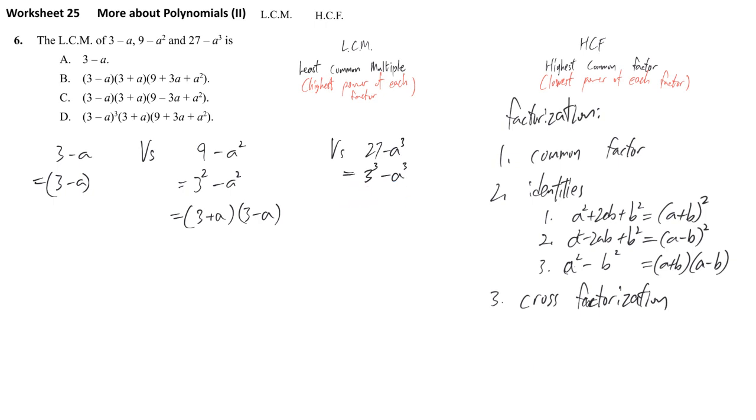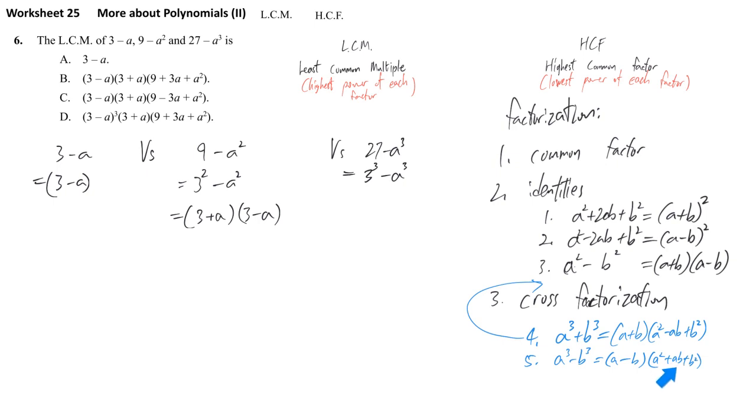But how can we factorize a cubic difference? It's the same idea as the square difference. In fact, in Form 2 non-foundation parts, there are 2 identities that we focus on. The first one is a power 3 plus b power 3 is equal to a plus b times a squared minus ab plus b squared. And the next one is a power 3 minus b power 3 is equal to a minus b times a squared plus ab plus b squared.